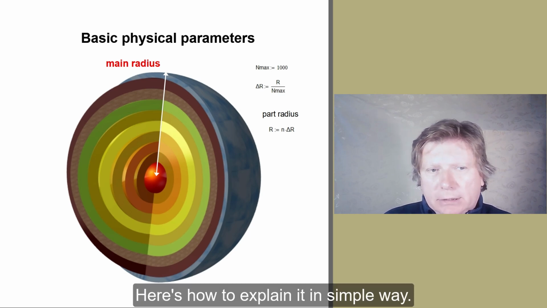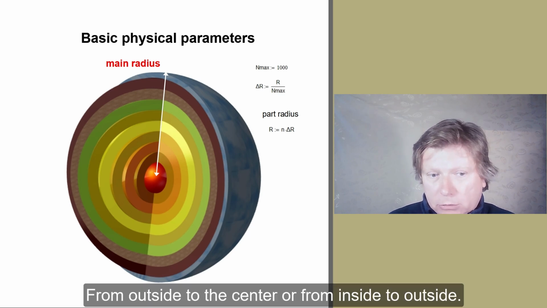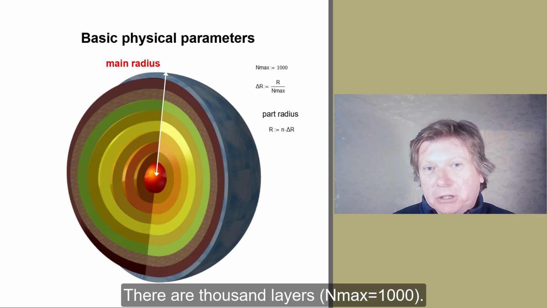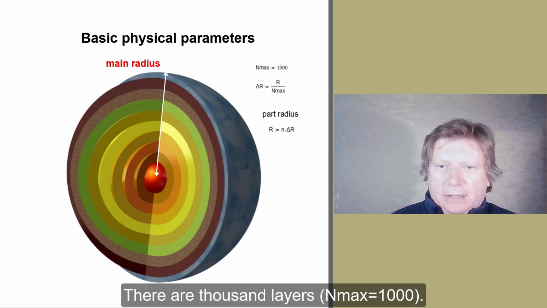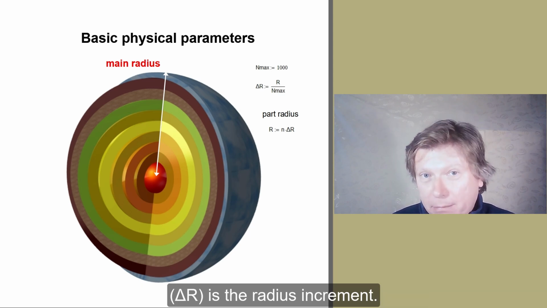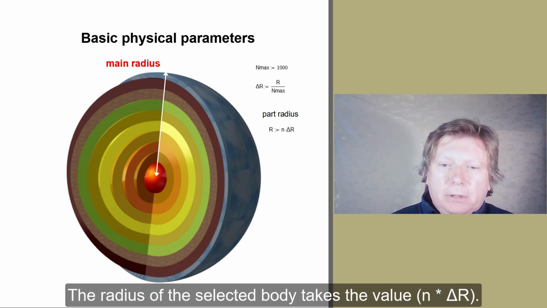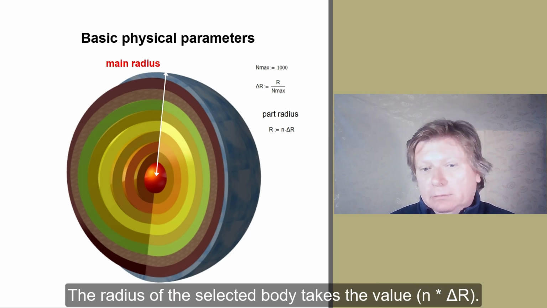Here is how to explain it in a simple way. From outside to the center, or from inside to outside. There are 1,000 layers, and Nmax equals 1,000. Delta R is the radius increment. The radius of the selected body takes the value n times delta R.